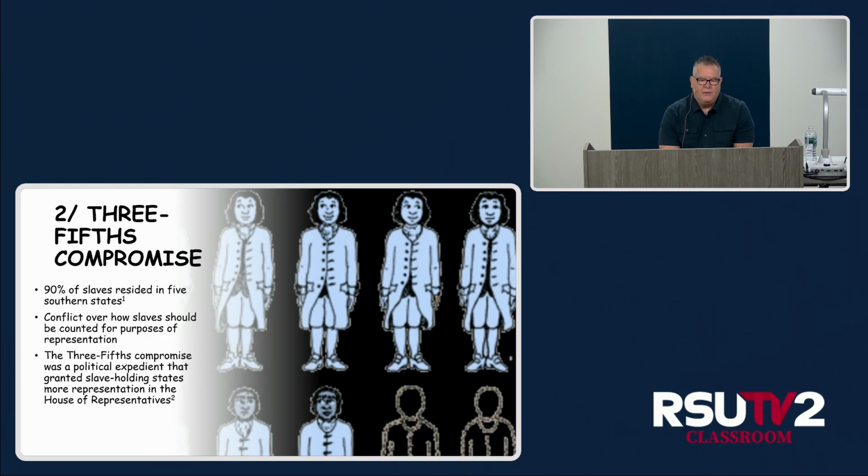So one of the main things that emerged out of the Constitution was this idea of the 3/5 compromise. Southern states demanded reassurances that the institution of slavery would not be affected by the new government. So 90% of slaves resided in 5 southern states. Those states were Georgia, Maryland, North Carolina, South Carolina, and Virginia.